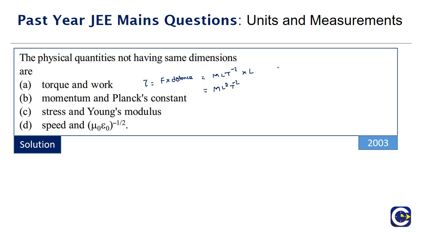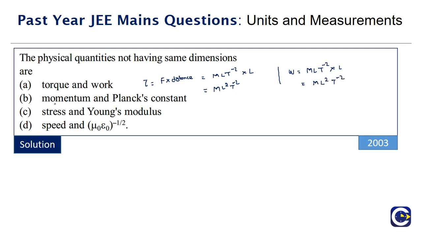And work, of course, is the dot product between force and displacement. So work also will have the dimension of force multiplied by the displacement, and the dimension of displacement is L. So the overall dimensional formula will be m L square t power minus 2. So we see that torque and work both have the same dimension.